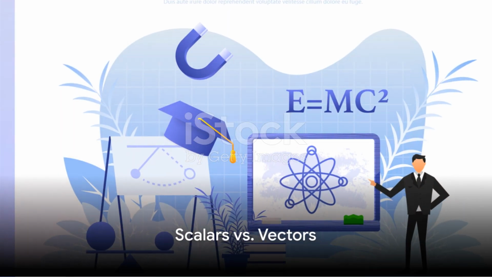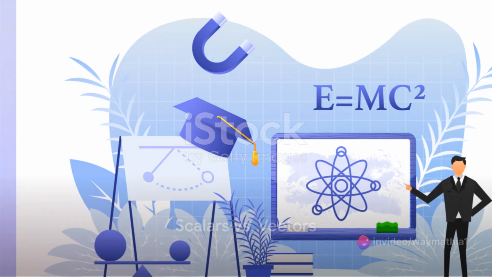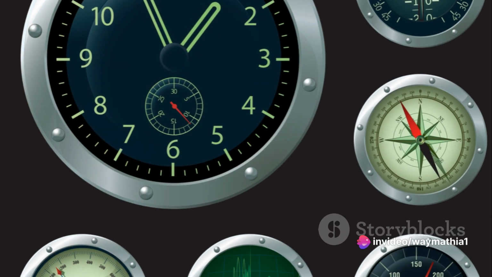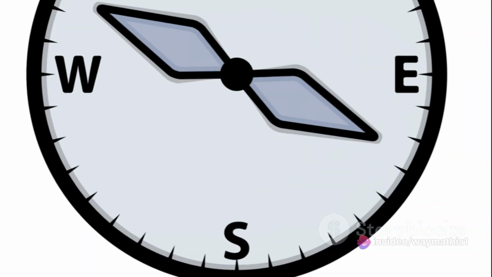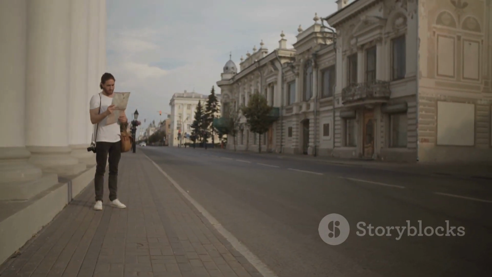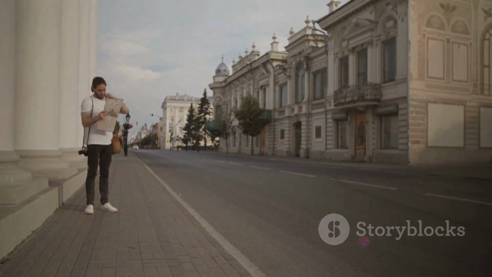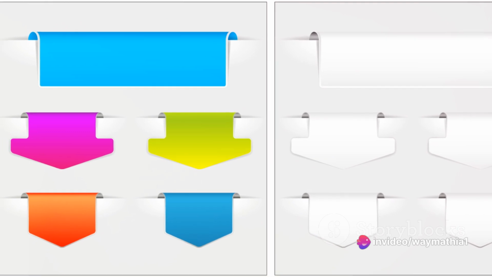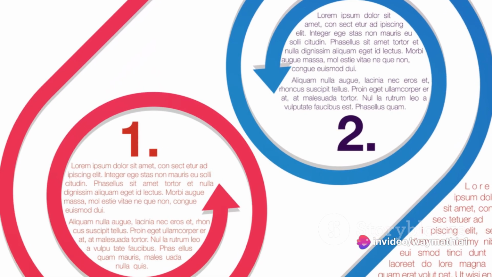Imagine standing in a field and you want to describe your position. If you only provide the distance from a reference point, you've given a scalar quantity. It has magnitude, but lacks direction. However, if you say you're 20 meters north of the reference point, you've given a vector quantity. Vectors have both magnitude and direction, making them more complex, but also more informative.